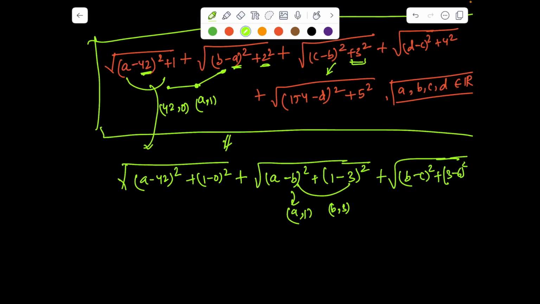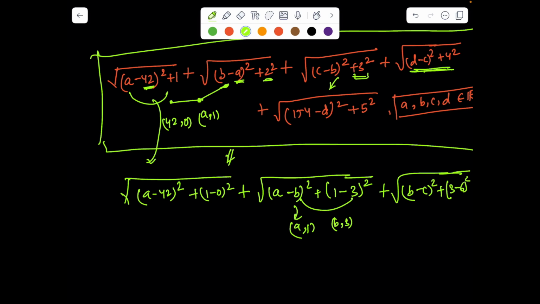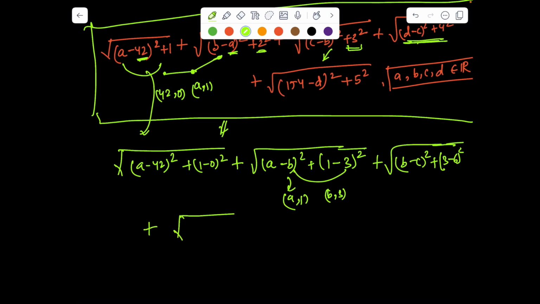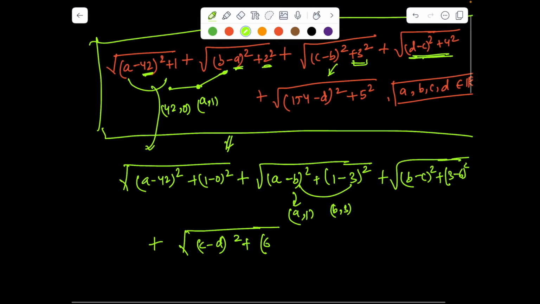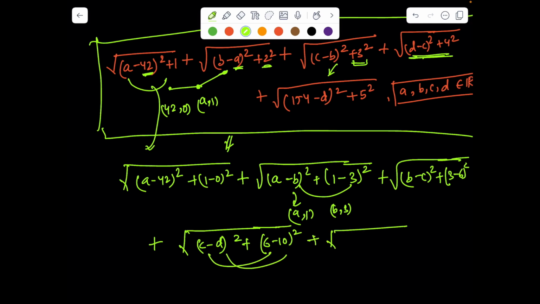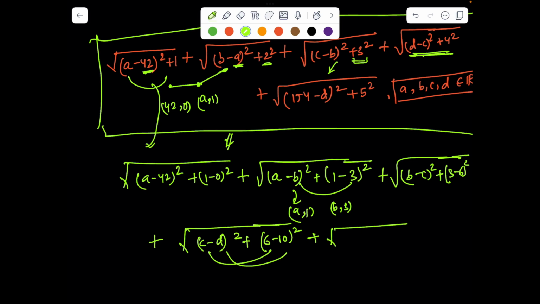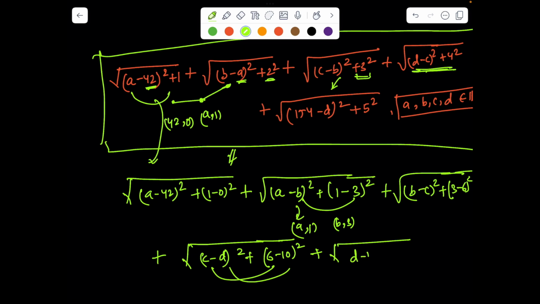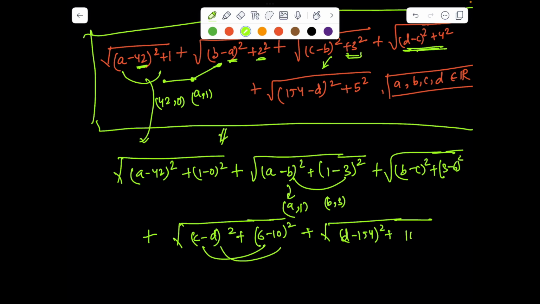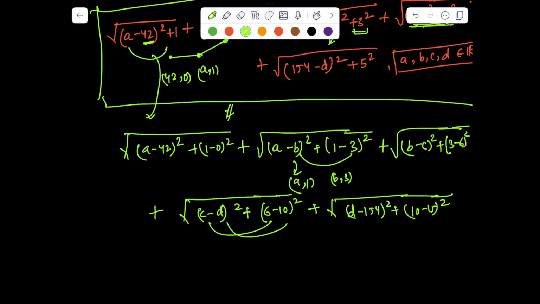Now here if I take b, 3 and c, 6, we can relate here with the next box, and that will demand (c minus d) whole square plus (6 minus 10) whole square, because we need to create 10, so that's the motivation. Now again we have c, 6 and d, 10, and that motivates us to bring (d minus 54) whole square plus (10 minus 15) whole square. So the given expression is nothing but the sum of all these distances.